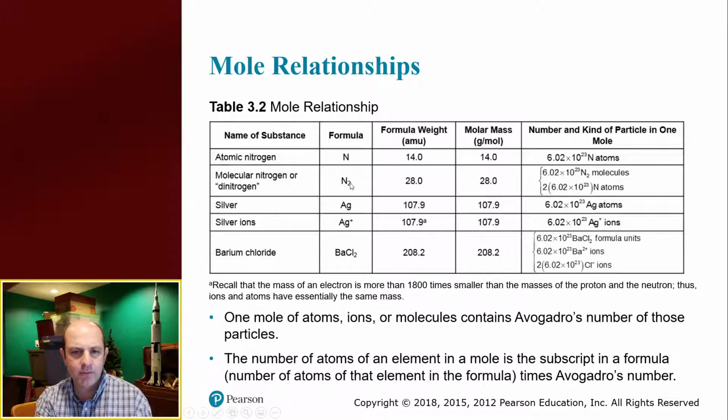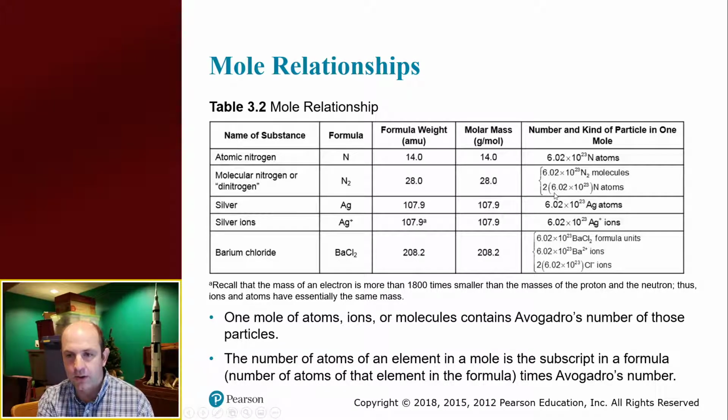But then we said, well, what about elemental nitrogen, where it's N2 that we were used to? Well, because it's N2, now it's 28 AMUs, because there's 2 of them. We got to double it. The molar mass is 28 grams per mole. And then if we said for 1 mole, what are the particles? Well, it's still 6.02 times 10 to the 23rd molecules, because that's the whole thing together. Or we could double this and say it's 2 times 6.02 times 10 to the 23rd nitrogen atoms.